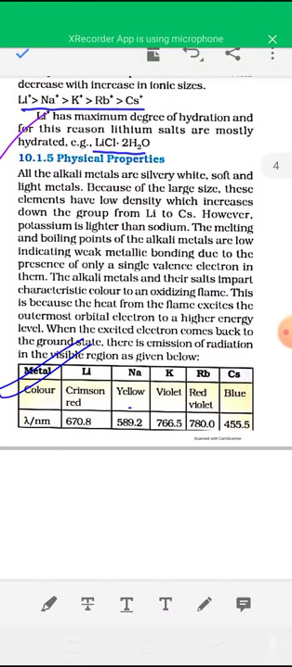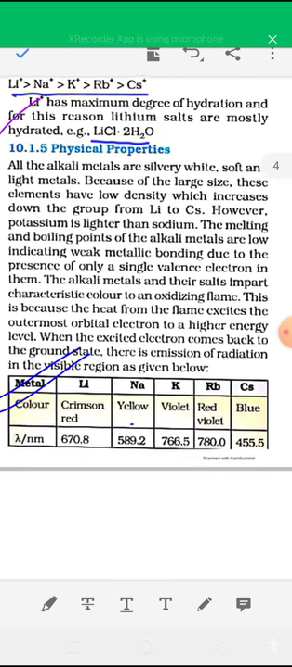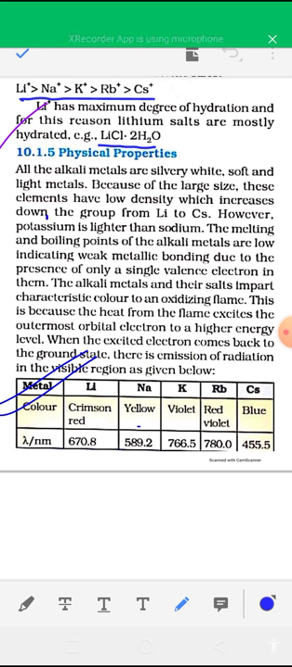Physical properties: all these are metals, alkali metals. They are very soft, light metals, and because of large size these elements have very low density. Density increases down the group from lithium to cesium. Remember that the density of alkali metals increases from lithium to cesium. However, potassium is lighter than sodium. The melting and boiling points of alkali metals are low, indicating weak metallic bonding due to the presence of only a single valence electron. All the alkali metals have one electron in the outermost shell, so their valence is also one.